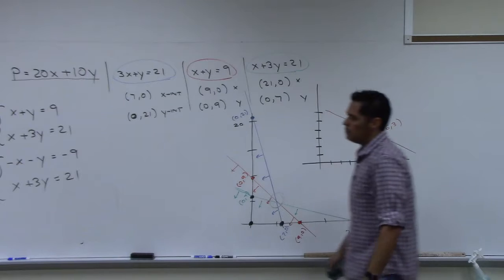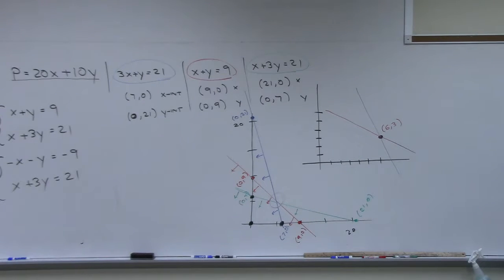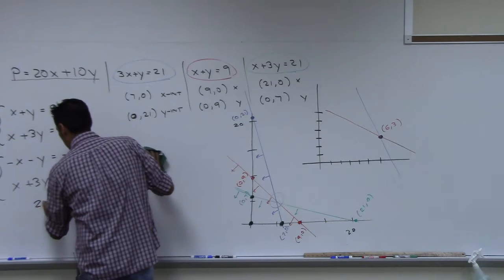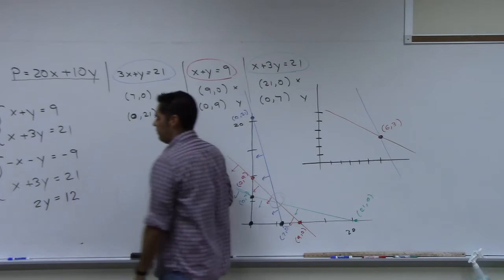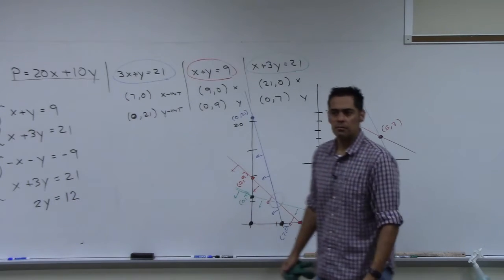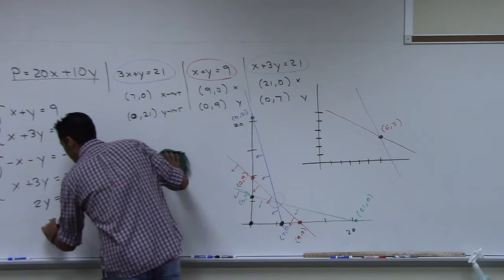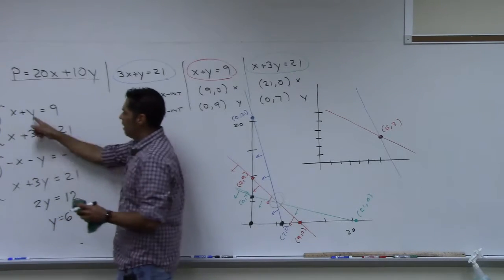Plus or what? I thought it was plus. Oh no. What happens when you add straight down here? 2y is 12, so y is 6. If y is 6, what's x? X is 3.